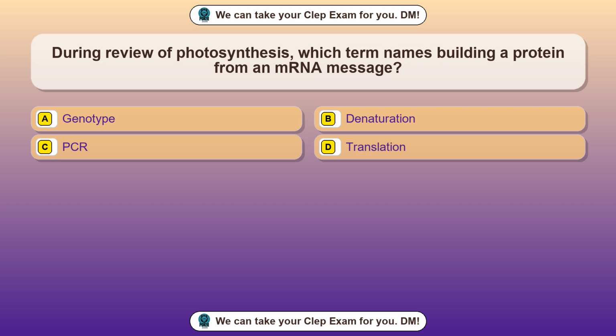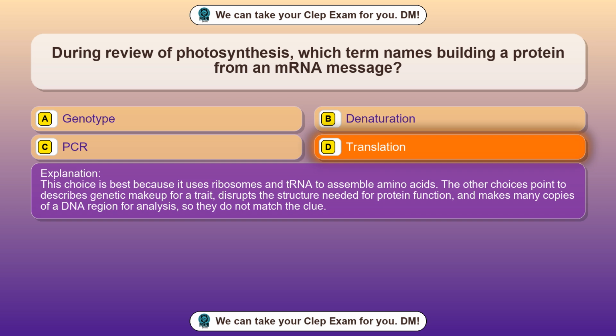Question 45. During review of photosynthesis, which term names building a protein from an mRNA message? Option A, genotype. Option B, denaturation. Option C, PCR. Option D, translation. The correct answer is option D, translation.